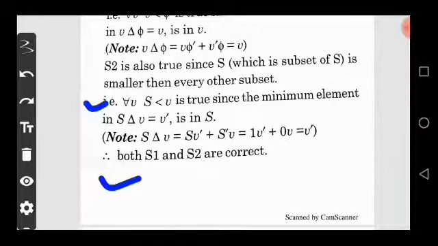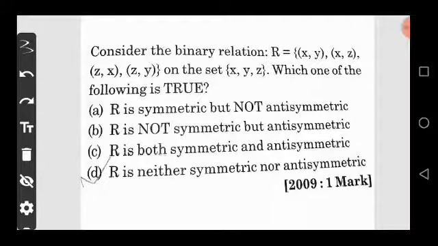So option A. Consider the binary relation R = {(x,y), (x,z), (z,x), (x,z)} on the set {x,y,z}. Which of the following is true? Option A, R is symmetric but not anti-symmetric. Option B, R is not symmetric but anti-symmetric. Option C, R is both symmetric and anti-symmetric. And option D, R is neither symmetric nor anti-symmetric. So now the solution for this question.